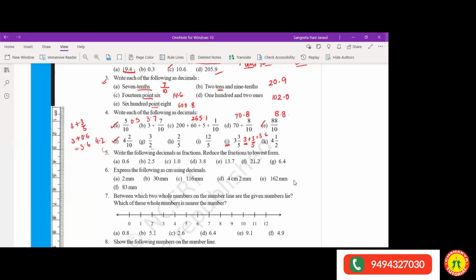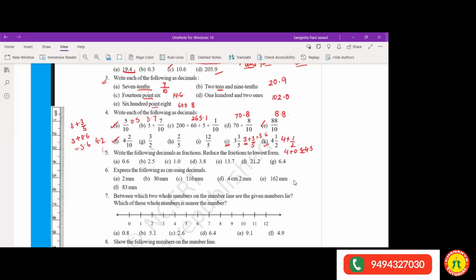Advika, do 4 1 by 2. Represent this in decimal form. Whenever you have a mixed fraction, you must always split it. 4.5. Yes. See this, Advika. So this is 4 plus 1 by 2. 1 by 2 is half, that means it's 4 plus 0.5. So it becomes 4.5. Whenever you have a mixed fraction, you must split it.